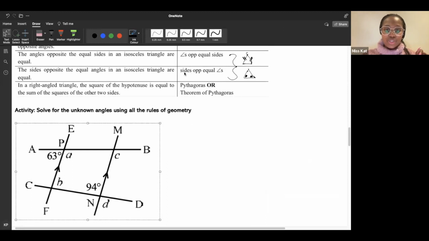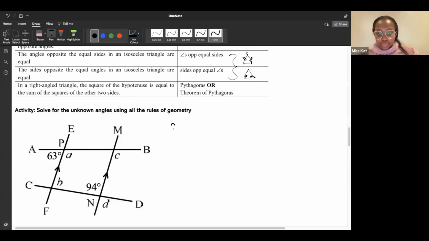Palisa wants to do this one with me. Yes, Palisa. Ma'am, I would like to find D. Okay, how much is D? 94 degrees. The reason is vertically opposite. There we go. Vertically opposite angles. Wonderful.